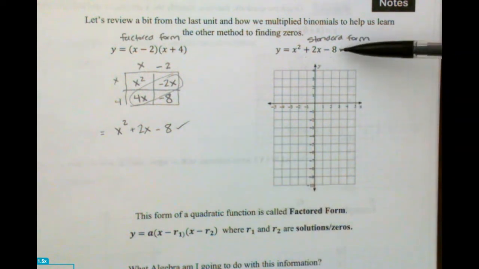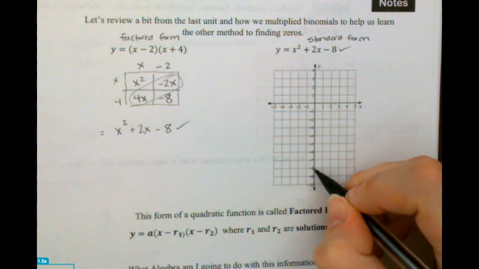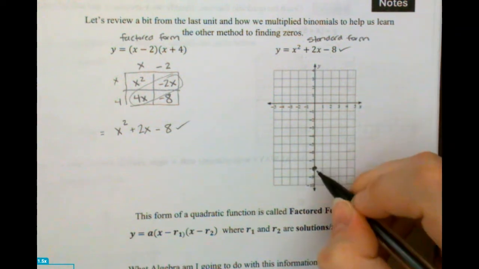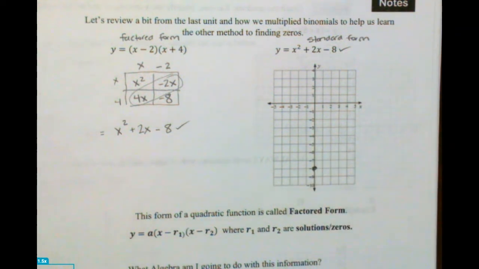For example, we learned in standard form that I'm going to have a y-intercept at negative 8. Like, we learned that. So I can go ahead and just draw that point right here. Okay, and now I'm going to use my calculator to get the other pieces of information, and we're going to talk about what factored form does, which is kind of cool.